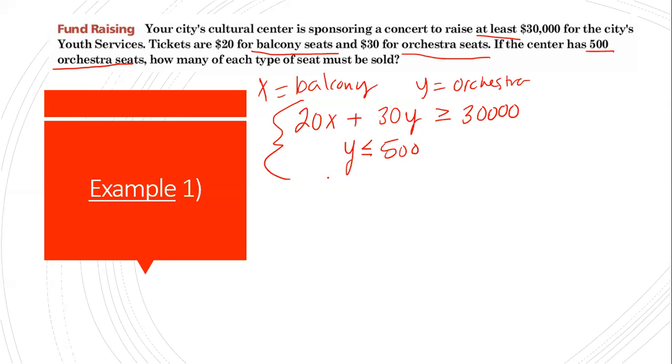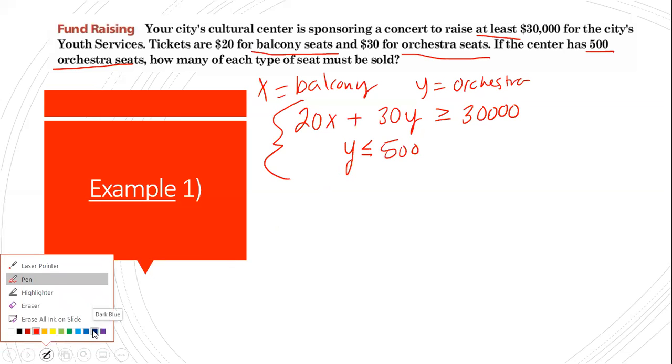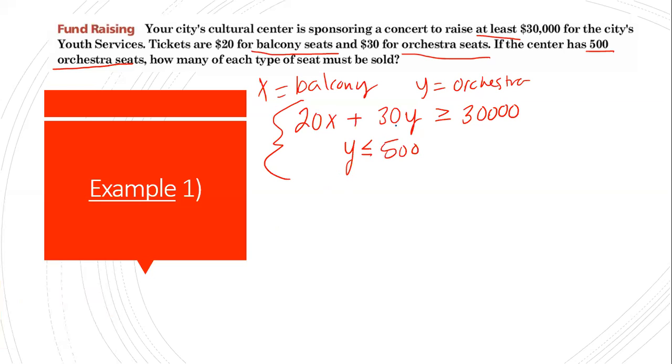How do you feel about setting up the system? No questions? Pretty good? All right. Then the next thing we're going to do is step 4, which is to make sure that each part has Y by itself. Well, this one's good to go. Y is by itself. This one right here is not, so we're going to get Y alone.